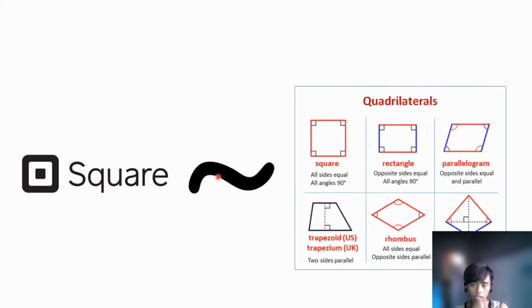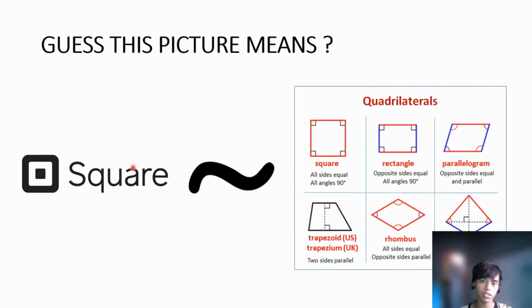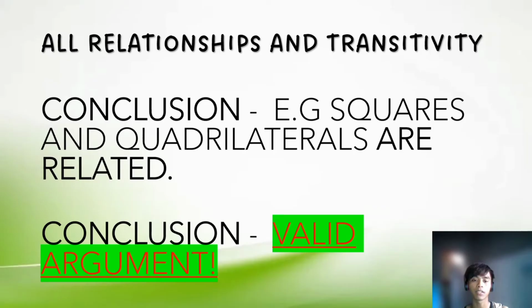followed by quadrilaterals. So as you can see on the given three images, what did you observe, or what did you guess to this picture? Okay, yes, you're right. Square is similar to quadrilateral, or square is related to quadrilateral.